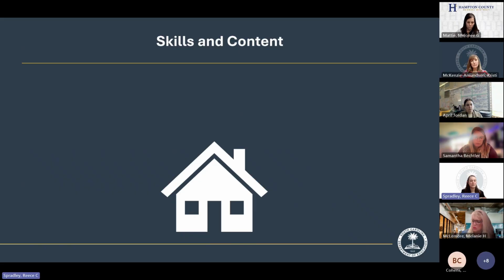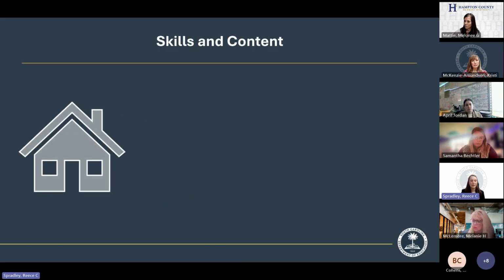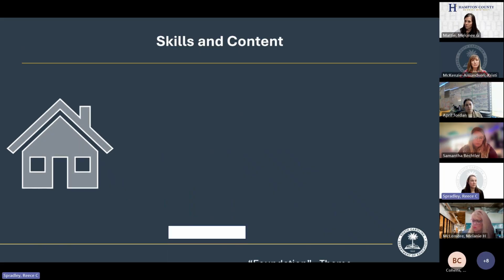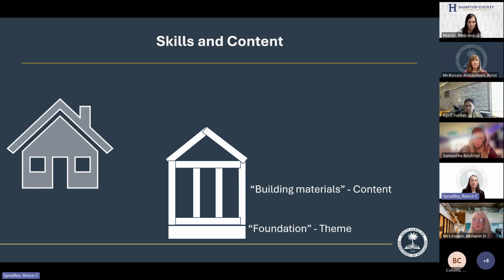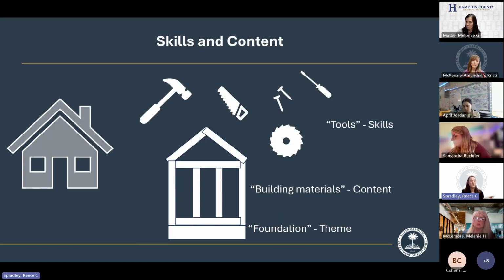When you start combining skills and content, I like to think about social studies as a house. And to build a house, you first have to lay a foundation, which is your theme. Everything slots into that foundation of theme. That's where everything is connected. Then you have your bricks and your wood. You have your building materials, which is your content. But in order to be able to build the house, you have to have tools to work the materials. So that's your skills. So again, your content is what students know, and your skills are what students can do with it or how they interact with it.